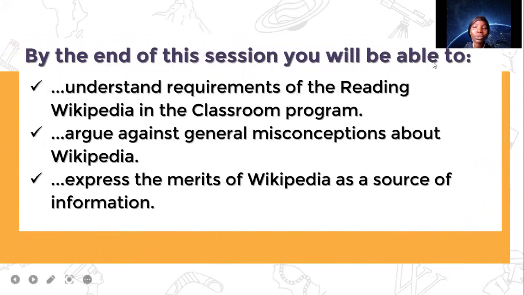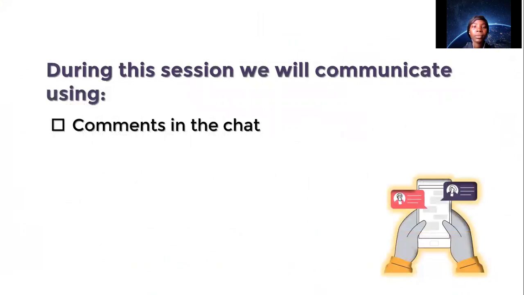By the end of this training session, you will be able to understand the requirements of the Reading Wikipedia in the Classroom program. You will argue against general misconceptions about Wikipedia. You'll be able to express the merits of Wikipedia as a source of information to your students. During this session, we'll communicate using the comments in the chat. So please kindly use the chat to drop your comments, your questions, and even respond to some questions that I'll be asking in the course of this training.